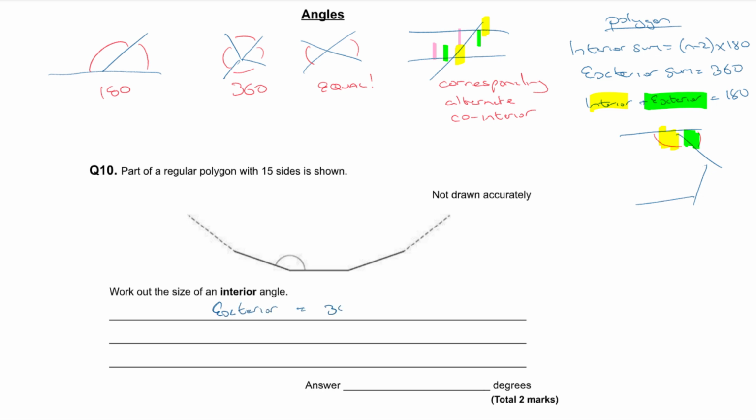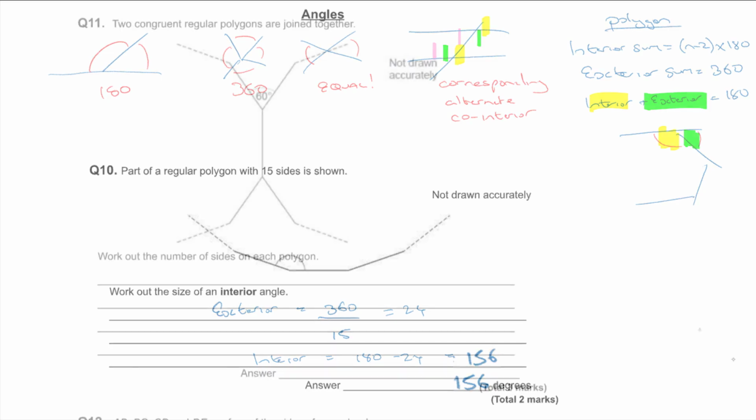Exterior equals 360 divided by number of sides, which is 15. 360 divided by 15, that's 24. And so the interior, that's going to be 180 minus 24, because they sum to 180 degrees. And that equals 156, doesn't it? So that's 156 degrees.